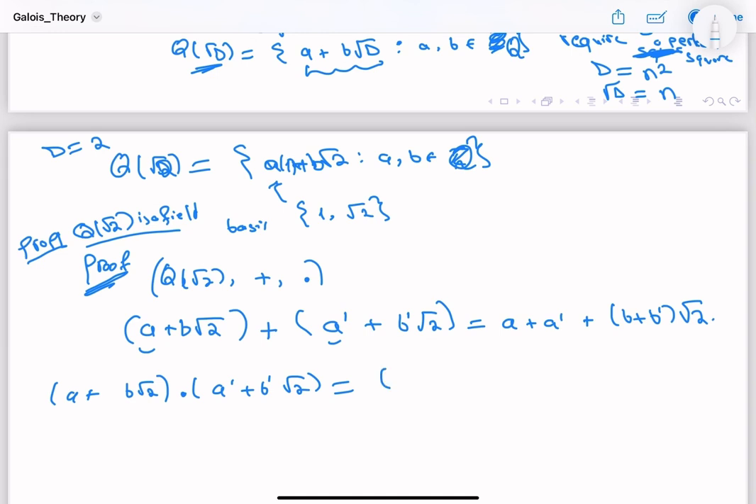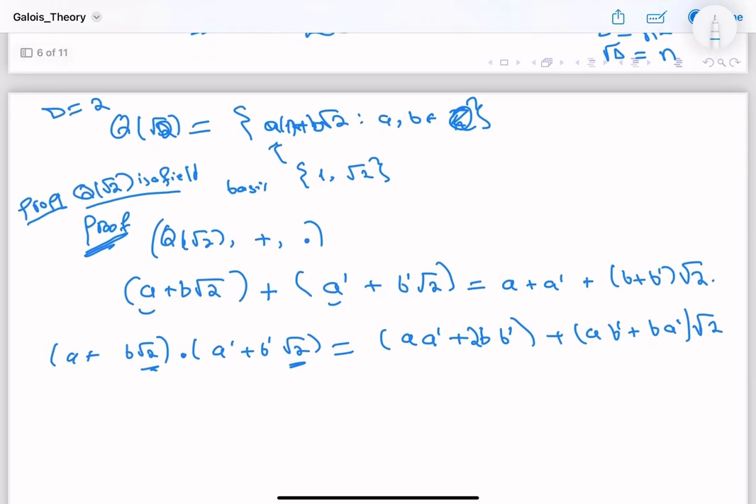If you multiply this out, it's going to take the form a a prime plus 2 b b prime, and there's a 2 here because you're multiplying square root of 2 and square root of 2. The other term is a b prime plus b a prime, times the square root of 2. So what we're really doing is just expanding this and writing things in the form of the elements of q square root of 2.